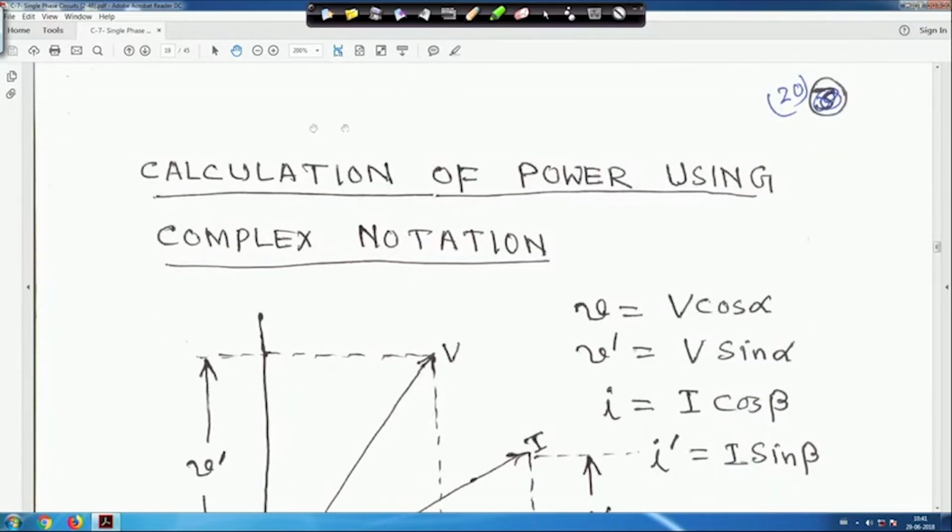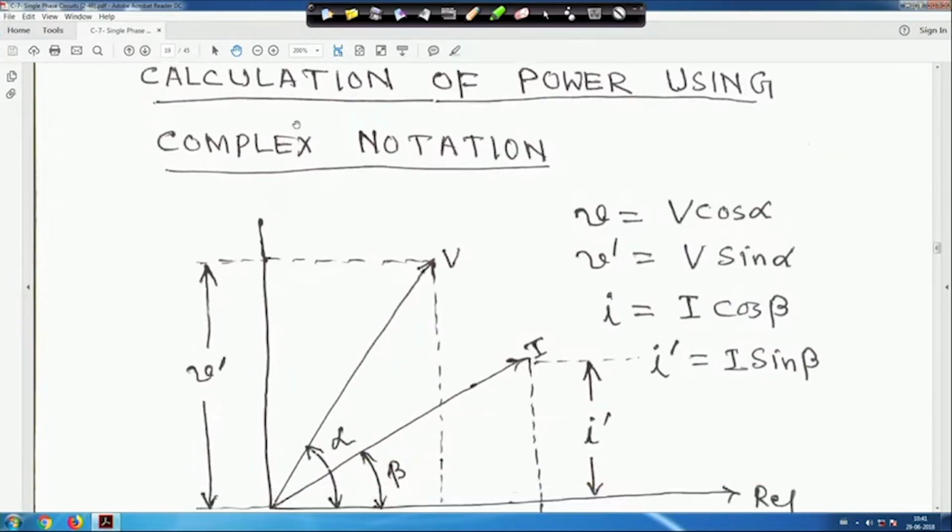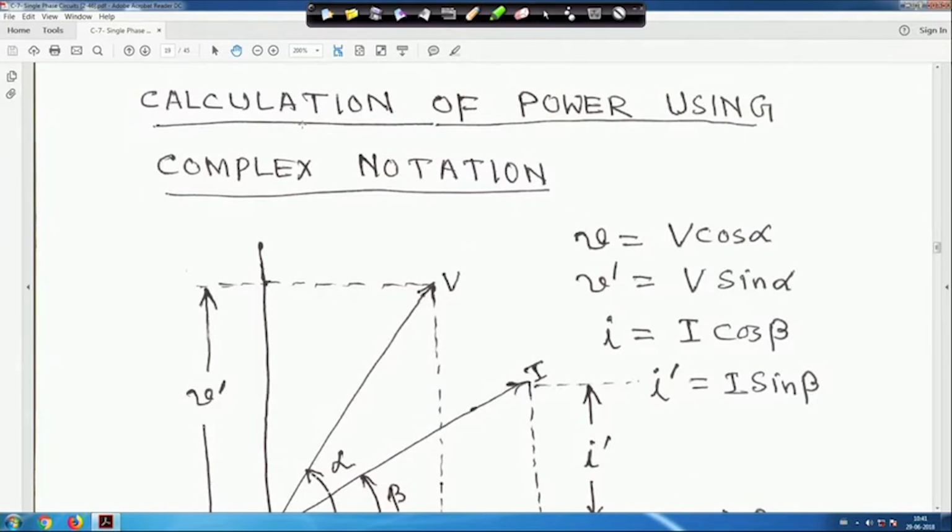Now, calculation of power using complex notation. Until now we have been using arrows everywhere, but from now on we will not put arrows again and again. Phasor, magnitude and everything else I will tell you, so it should be understandable.